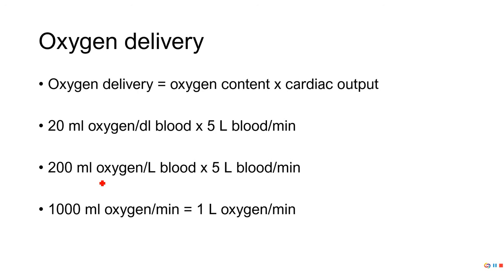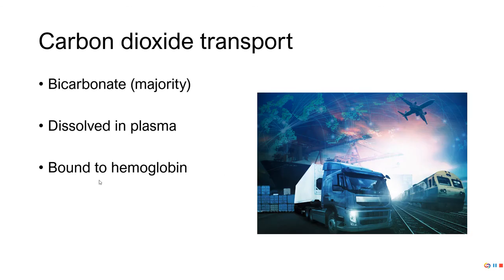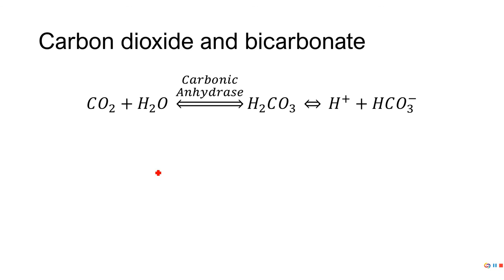Okay, so that's oxygen. On the other side, we've got carbon dioxide transport. Most of our carbon dioxide is converted to bicarbonate, where it's transported in the plasma as bicarbonate. Some remains dissolved in plasma just as CO2, and then a small percentage is also bound to hemoglobin. Now we've got this equation that hopefully you've all seen before. We've got carbon dioxide plus water. With the help of carbonic anhydrase, we create carbonic acid. It's one of the things that's in your soda. And then that carbonic acid can break into hydrogen ion and bicarbonate.